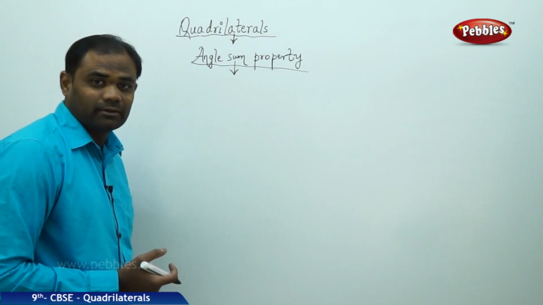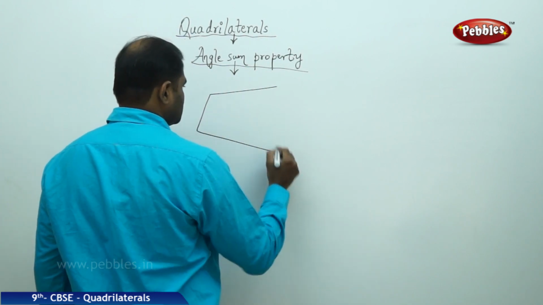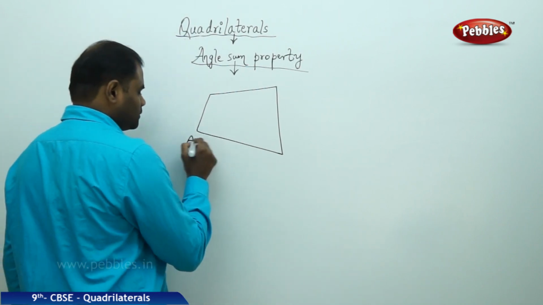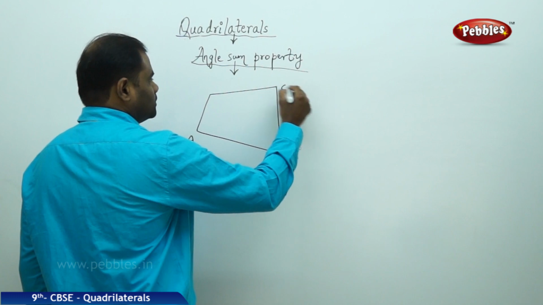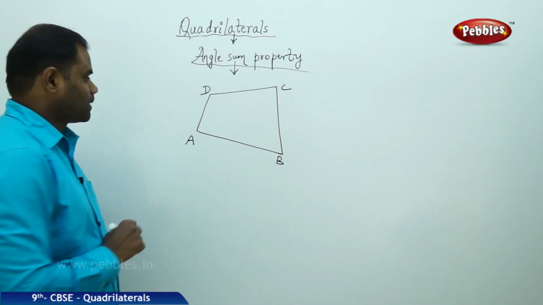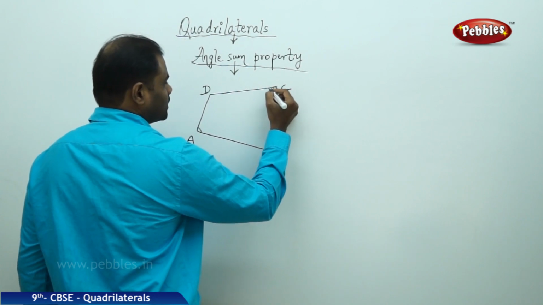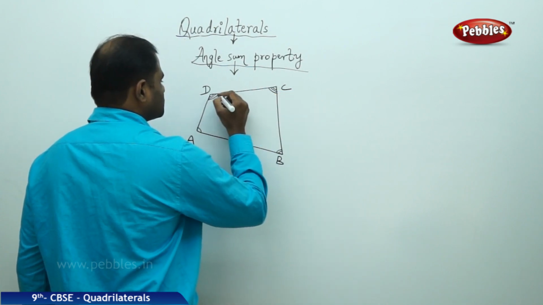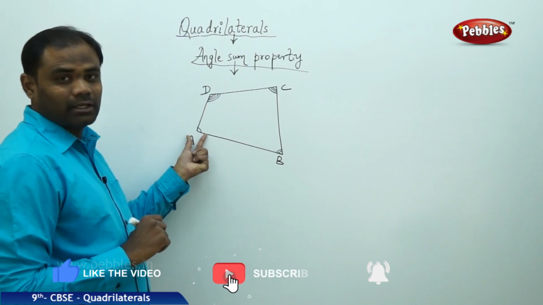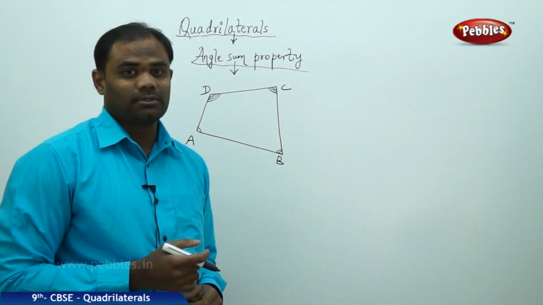So let's take a quadrilateral ABCD. So here I have A, B, C, D, which is a four-sided closed figure, a quadrilateral. This is angle A, this is angle B, this is angle C, and this is angle D. So here I have four angles, angle A, angle B, angle C, and angle D. Let's sum up to see the property.